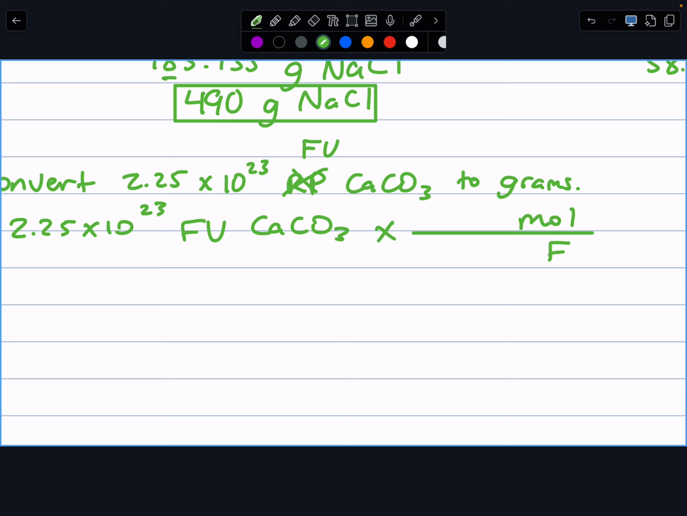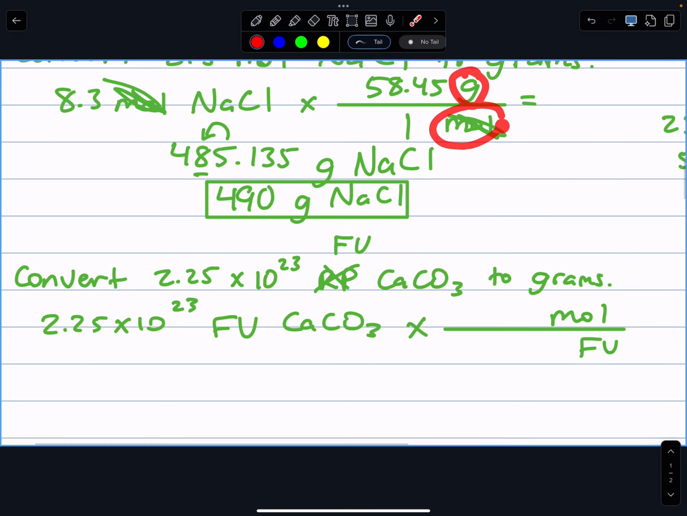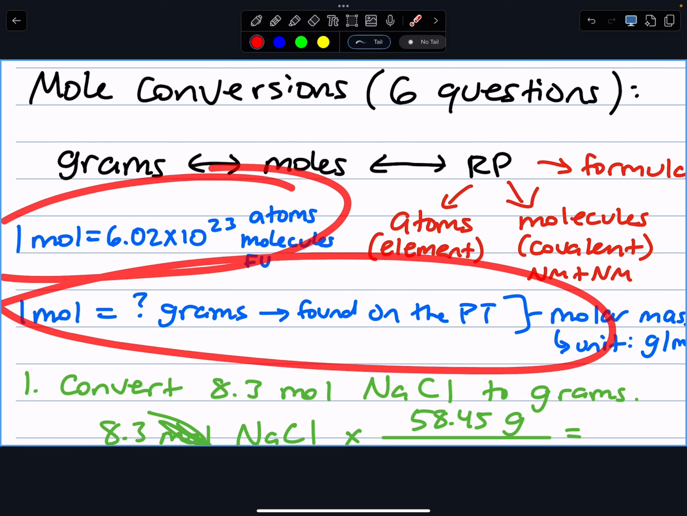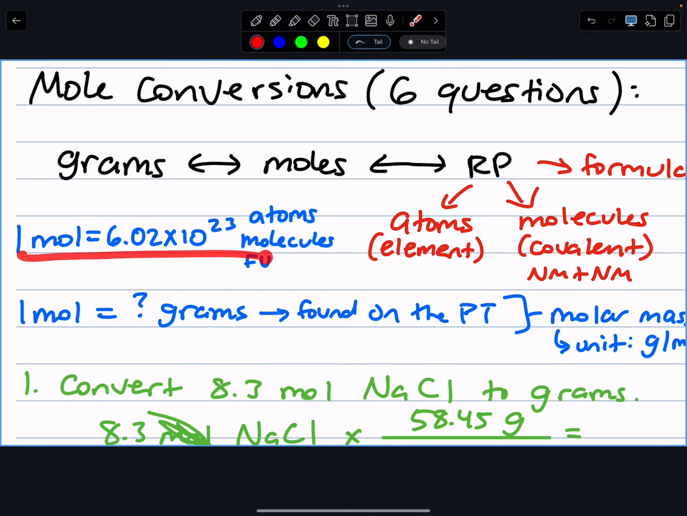Nice. Look, moles, formula units. The other one was grams in mole. I knew that was molar mass. So what's mole in formula unit? What conversion factor are we using? Top or bottom? Right. Avogadro's number is what we're using, yes? Again, Avogadro's number can be what units?